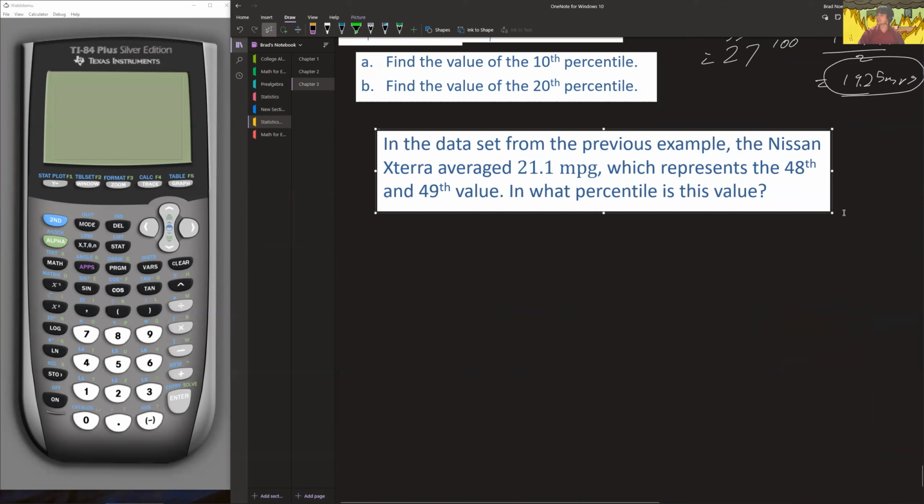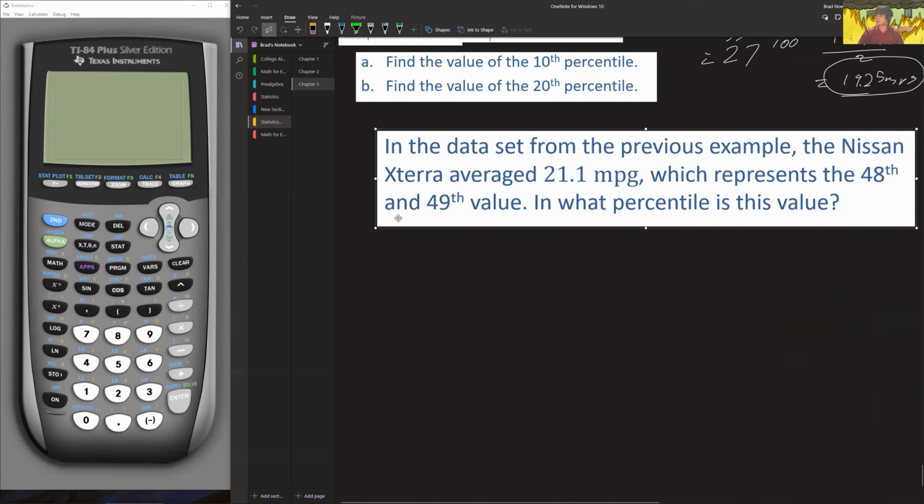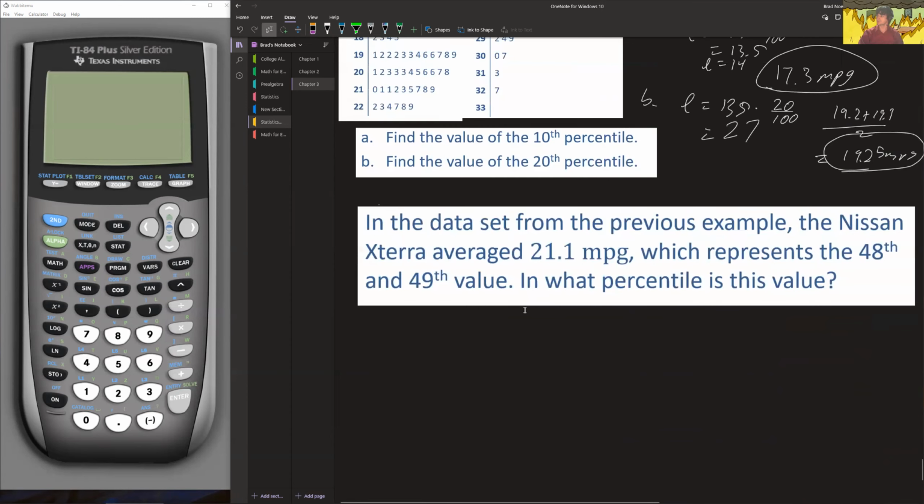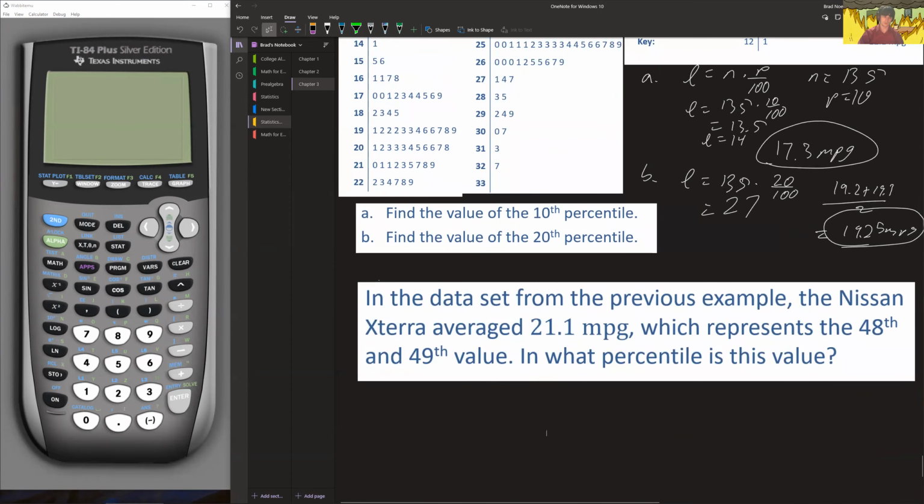It says, in the data set from the previous example, the Nissan Xterra averaged 21.1 miles per gallon, which represents the 48th and 49th value. Okay, so I know that this is shared with the 48th and 49th value. If it's shared, we're going to use the higher one. So we are going to be looking at the 49th for our location, L.